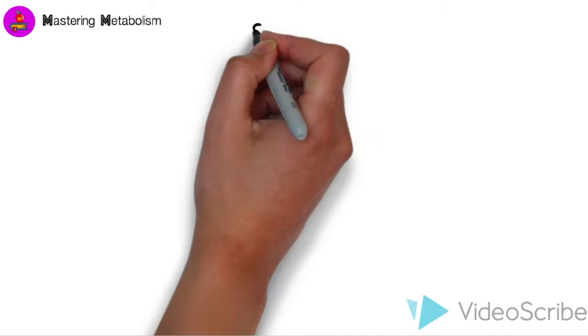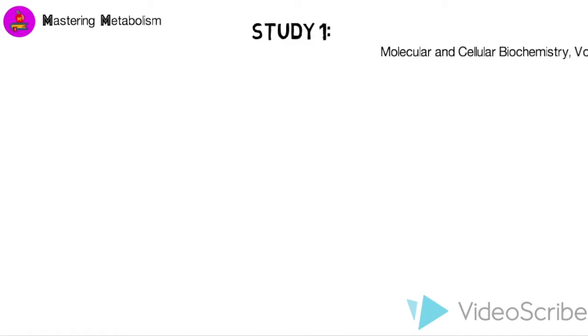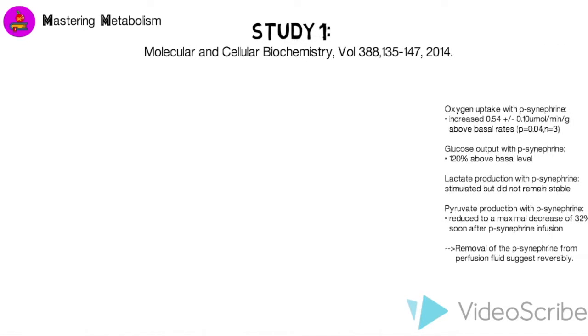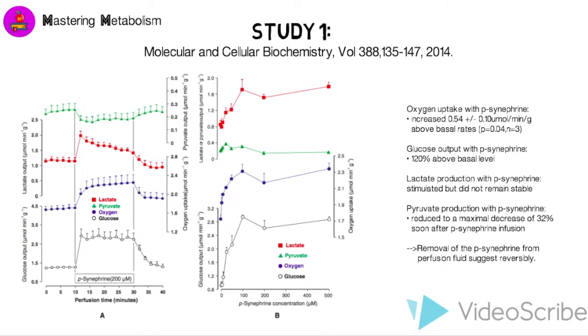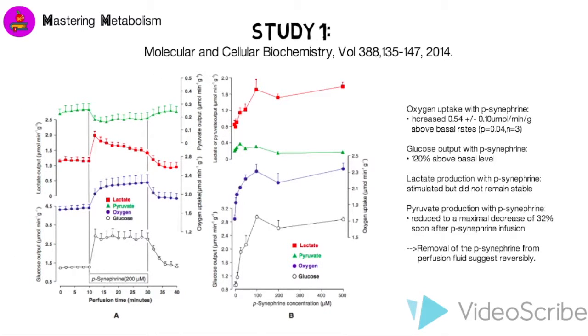A study in 2014 by Oliveira et al. showed P-Synephrine influencing carbohydrate metabolism by mobilizing calcium and upregulating cAMP production. This study used rats and performed liver perfusion by adding P-Synephrine to perfusion liquid. When perfused with substrate-free medium, the liver released glucose, lactate, and pyruvate from glycogen catabolism.